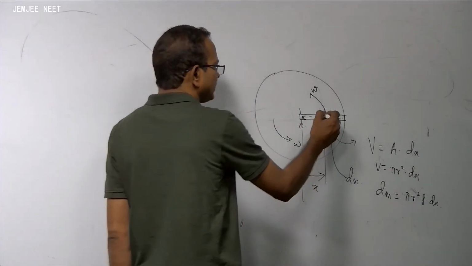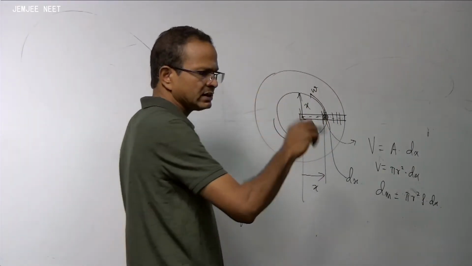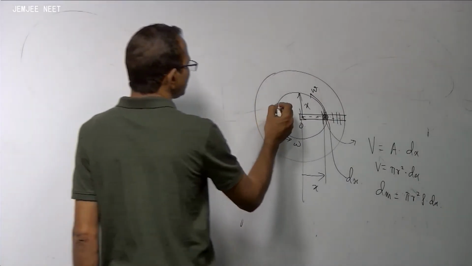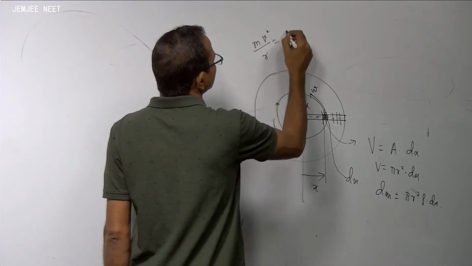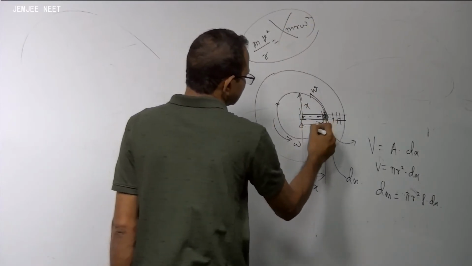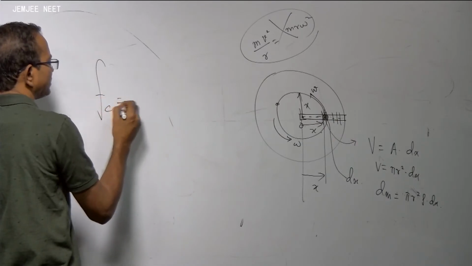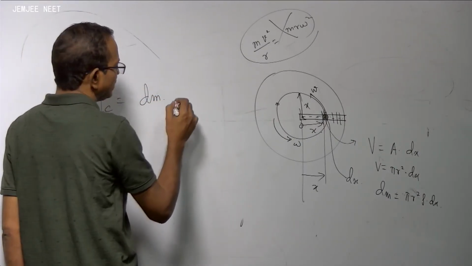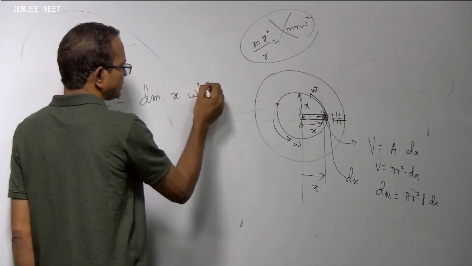What is dm doing? It is rotating in the circle of radius x. What's the centripetal force? The formula for centripetal force is either mv square by r or m r omega square. But for us, x is the radius. What's the necessary centripetal force? On the small mass it is given by dm times x omega square.